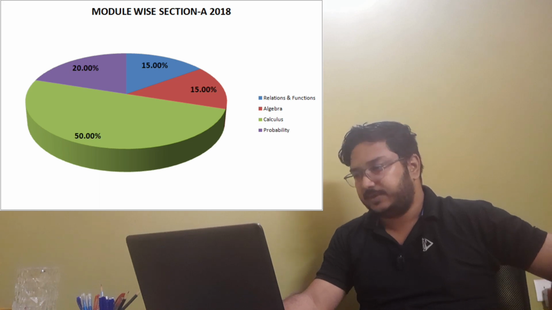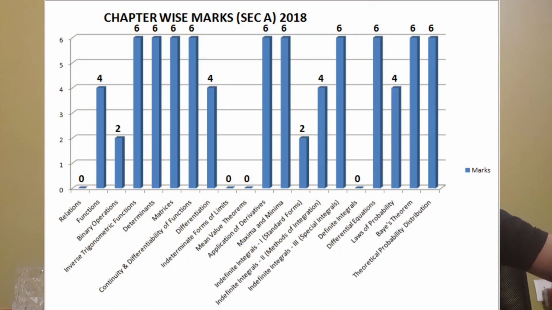Now let us see year 2018. In year 2018, section A again, calculus as usual 50%. Chapter wise, there are a lot of chapters that have got maximum marks, about 7.5%. So inverse trigonometric functions, determinants, matrices, continuity and differentiability, applications of derivatives, maxima and minima, indefinite integrals, differential equations, Bayes theorem, and theoretical probability distributions all had 7.5% of the questions. The chapters which had no questions were definite integrals and relations.